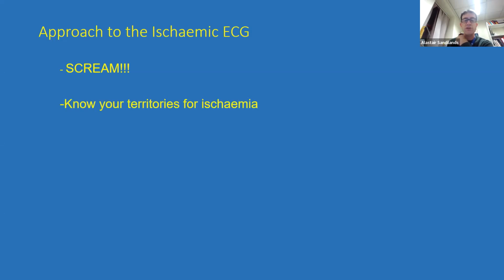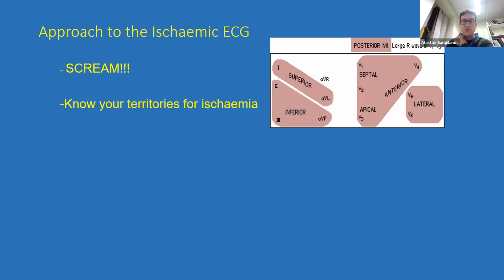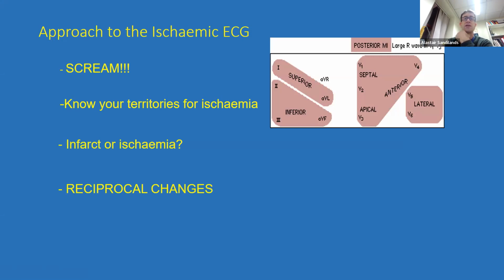Make sure you know your territories for ischemia as we've gone through. So we've talked about these already. Superior, or lateral is the same thing, 1 and AVL. So that's pretty much the same thing as before. Is this infarct or is this ischemia? So we're trying to look at ST elevation versus ST depression and T-wave inversion. And lastly, think about reciprocal changes. Is this a reciprocal change? Certainly in the context of STEMI.